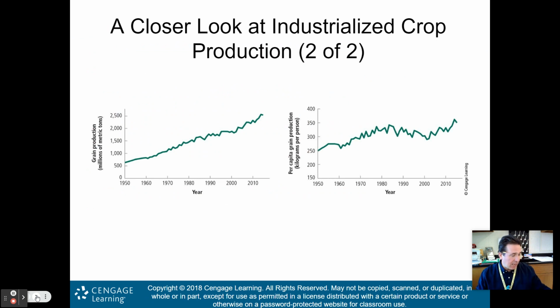But taking a look, here is grain production. On the left is the grain production in millions of metric tons. On the right is per capita grain production, in kilograms per person. And you'll notice from 1950 on to this date, we are seeing an increase in both, which is good news in the sense that we're producing more and more food to feed more and more people. Again, though, we have to find that fine line between producing the amount of food people need and, unfortunately, destroying our environment.